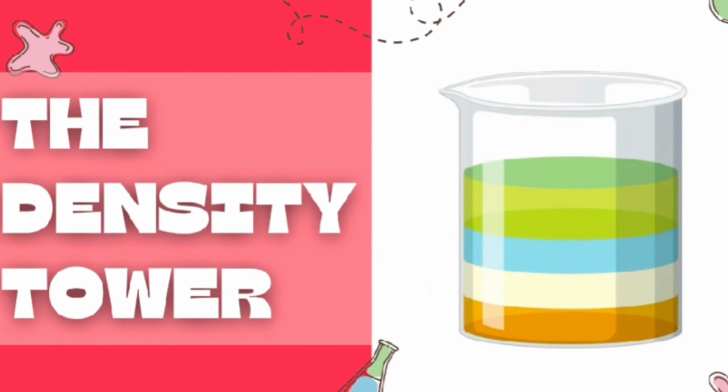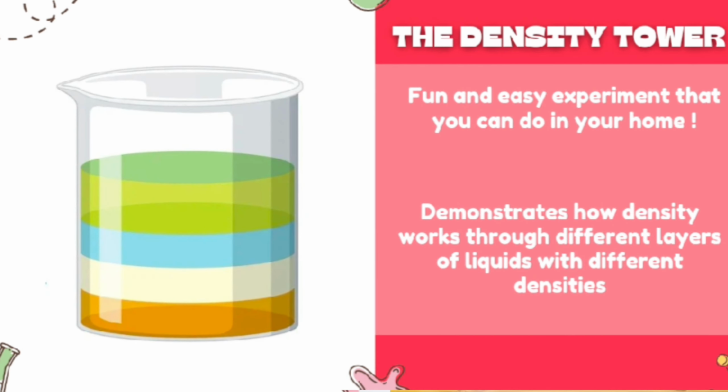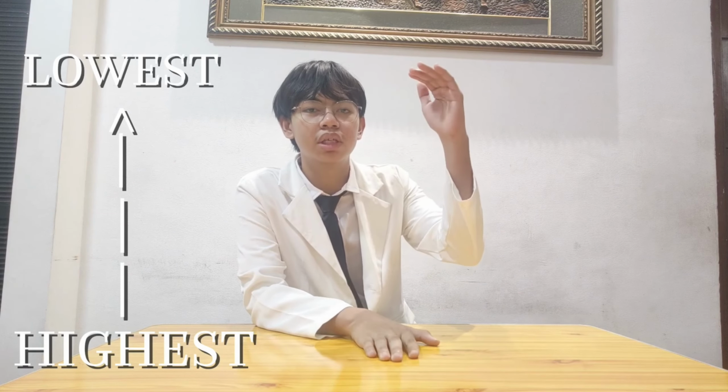Thank you, Zach. Now that you know what density is all about, we can now perform an experiment where we can properly observe or visualize how density really works. This experiment will be called the Density Tower. It is a fun and easy experiment which you can do at your homes. It properly demonstrates how density works through layers of different liquids with different densities, starting from the highest density up to the lowest density. Now, for this experiment, you will need the following materials.